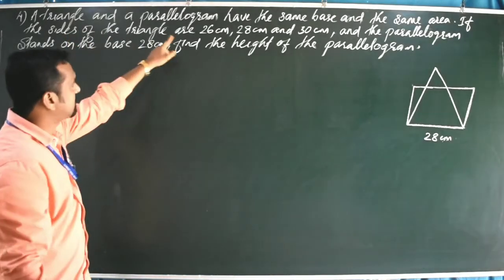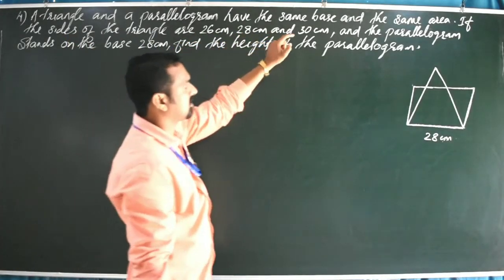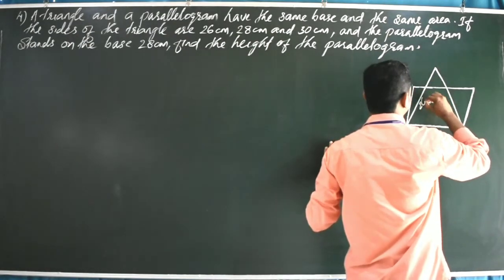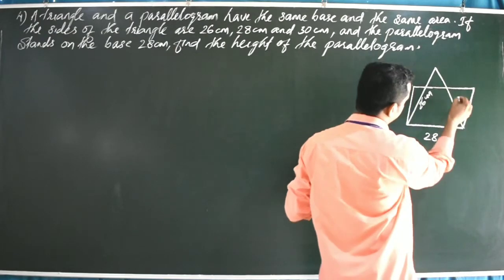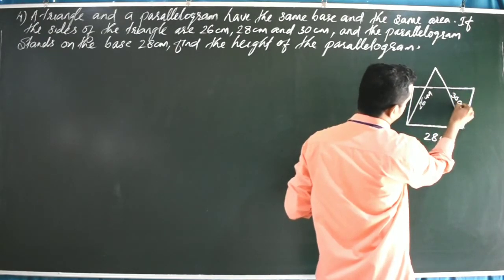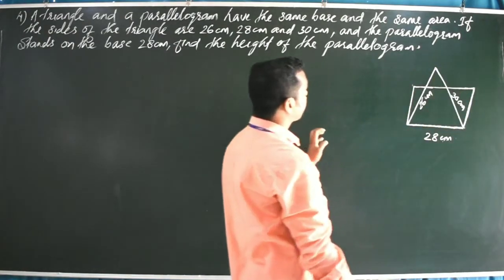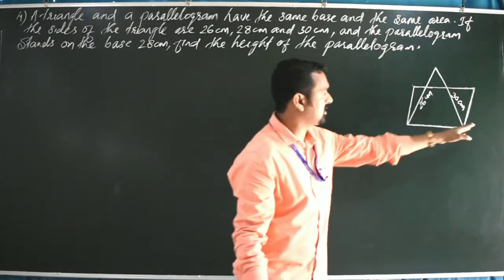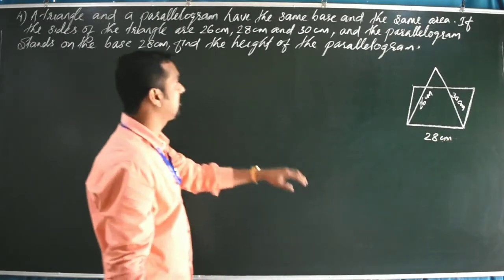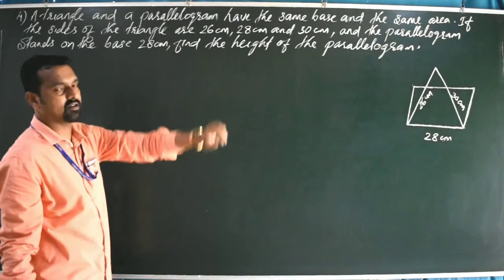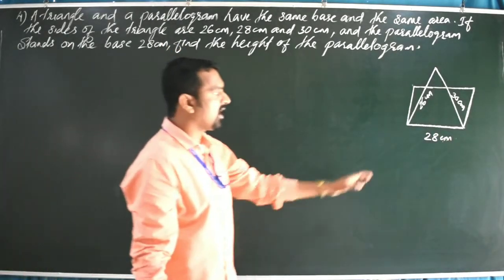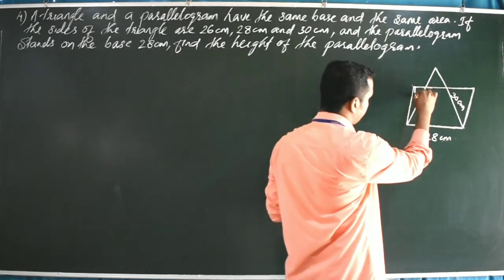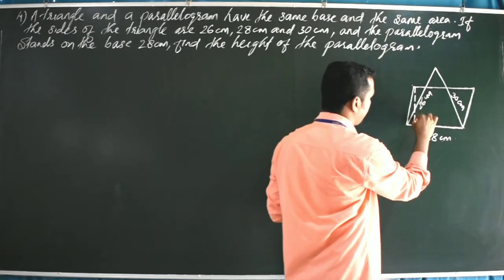If the sides of the triangle are 26 cm, 28 cm and 30 cm, one side of the triangle we can take 26 cm, 28 cm, and this side 30 cm. And the parallelogram stands on the base 28 cm. Then what is the question? Find the height of the parallelogram. This height of the parallelogram we want to find out.